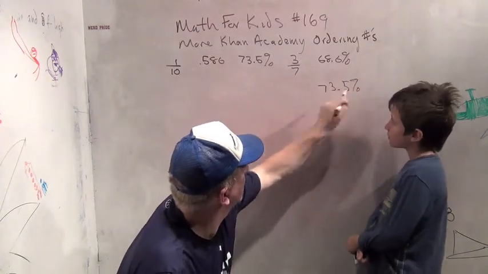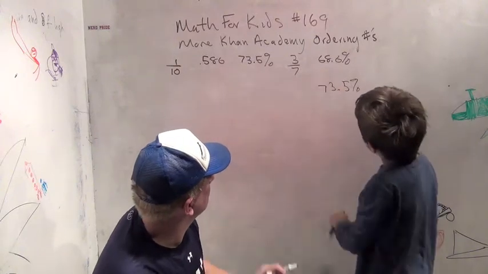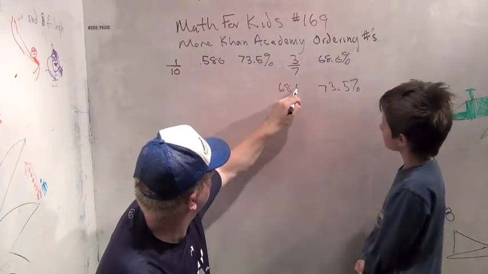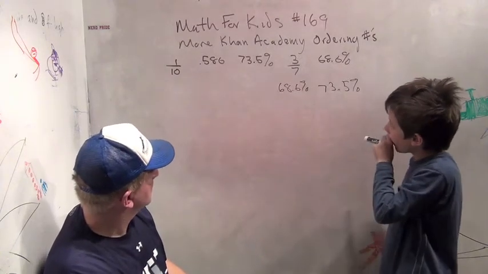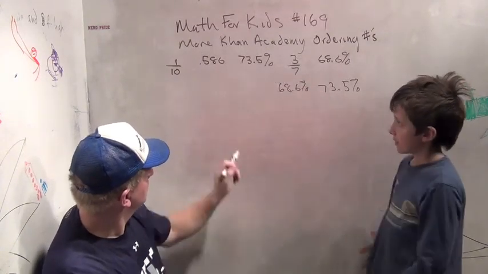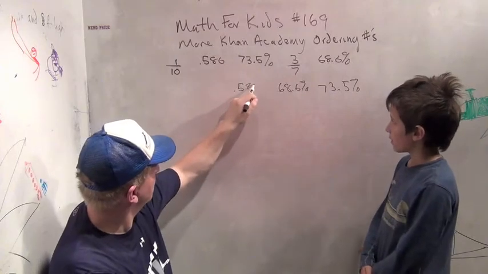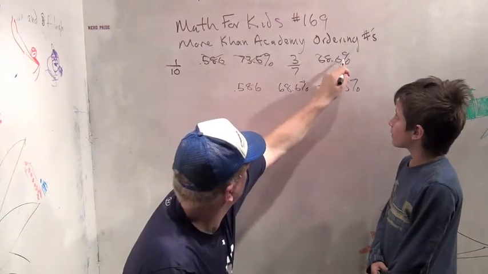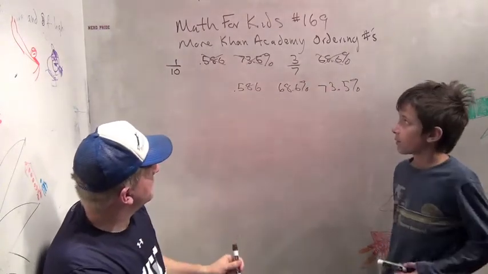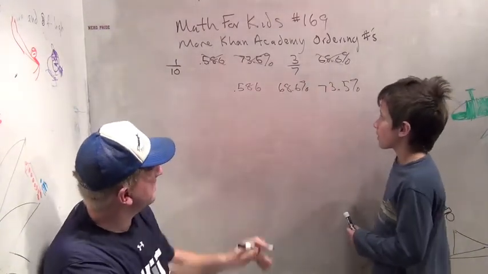73.5% is pretty big. And then 68.6% is also pretty big. Then 0.586. Okay, so these are the numbers that we know very easy how to order them because those are just decimals. Now we just have to figure out where 1/10 and 3/7 go.